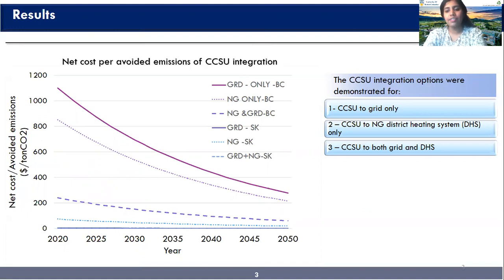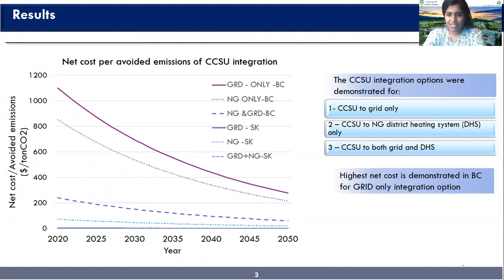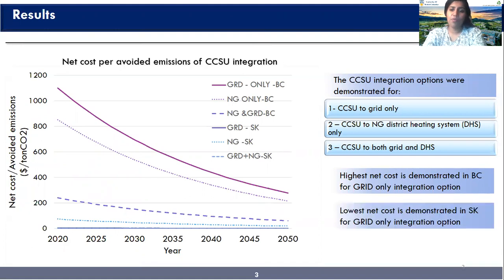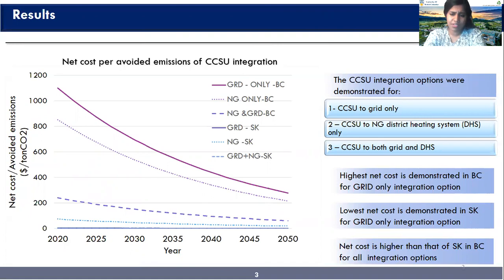When we look at the net costs per avoided emissions, for BC it is the highest for the grid-only integration option, while it is the lowest for Saskatchewan. Moreover, regardless of the carbon capture integration point, the costs are higher in BC than in Saskatchewan. This is because in BC, the carbon dioxide load is very low, therefore there are lower benefits of carbon sale for BC.